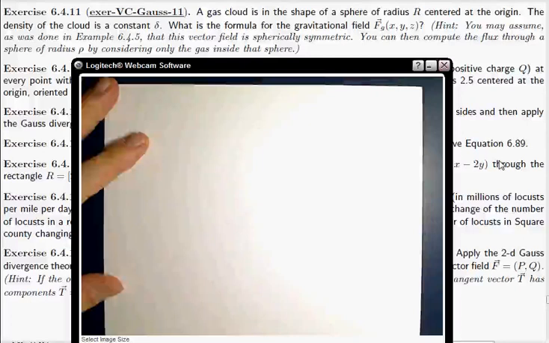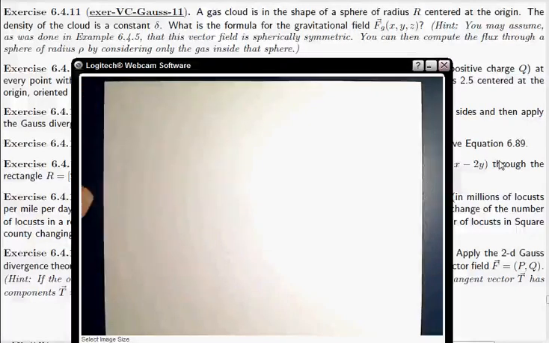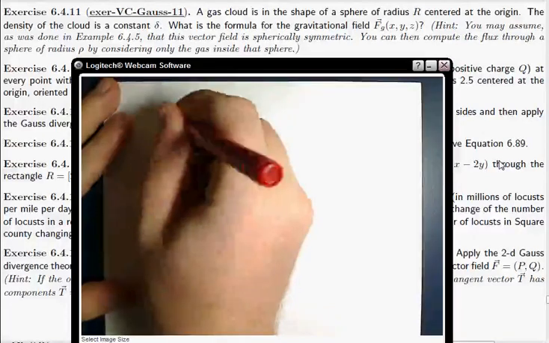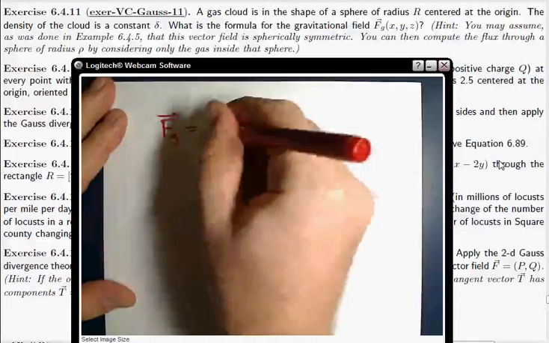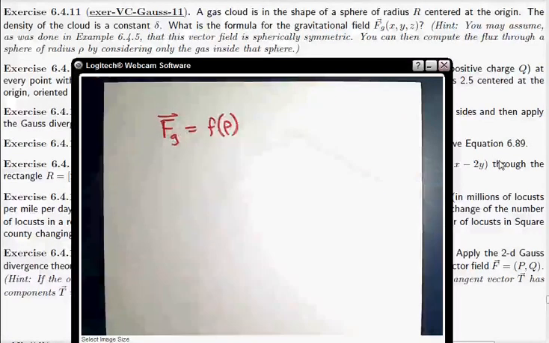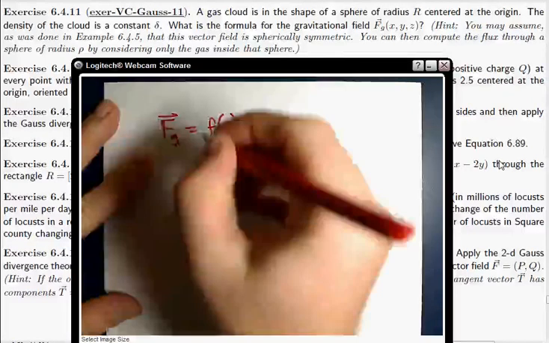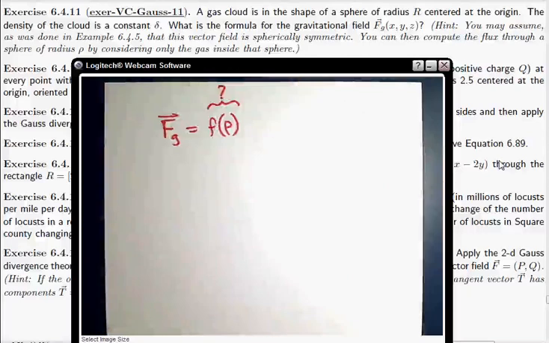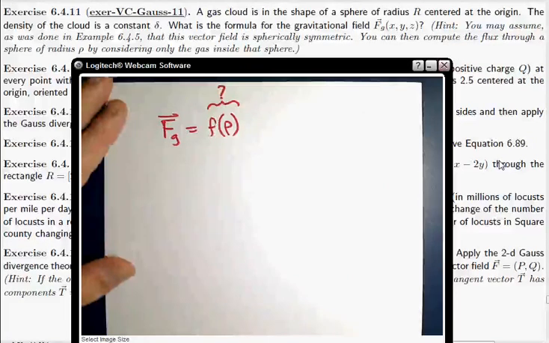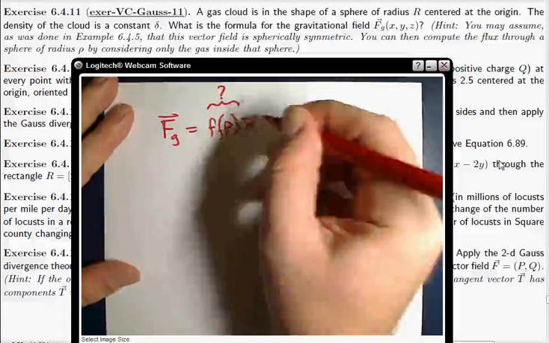So we're going to start off using the hint. It says you may assume, it even makes a reference to example 645, that the vector field is spherically symmetric. So in particular, this gravitational field is going to be some function of radius, some function of distance from the origin. I don't know what that function is, this is a big question mark. But it's going to depend on your radial distance from the origin, times your position vector.